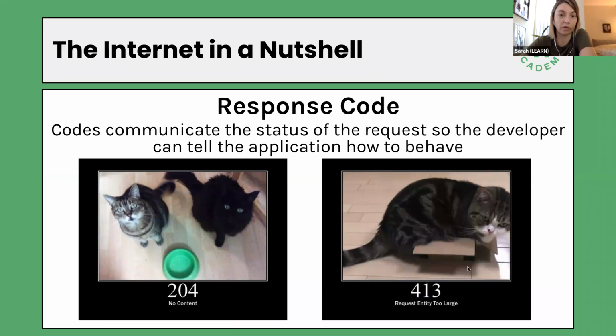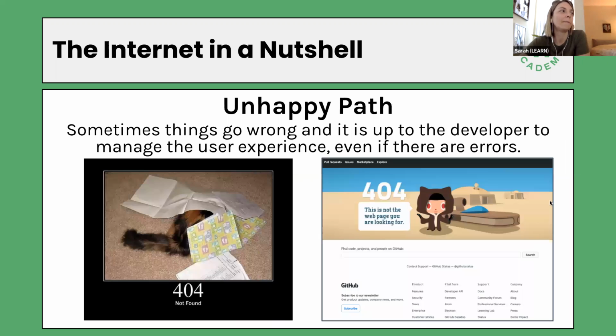A 400 level response is an error code, meaning that something went wrong. So in this case, the request entity too large. But a really common one that you will see is a 404. I'm sure all of you have come across this at some point. It's sort of the catch-all of something went wrong error codes.